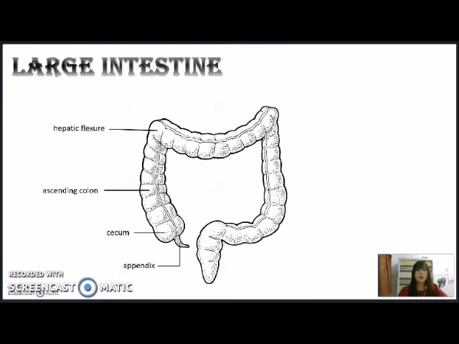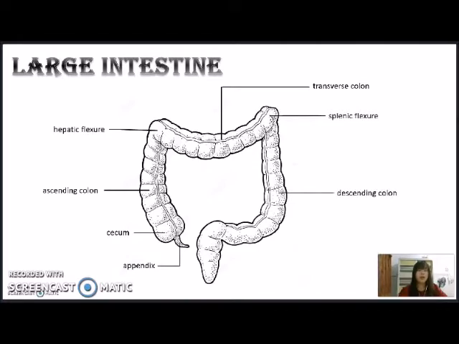Here is the hepatic flexure, which is the right angle bend in the colon on the right side of the body, near the liver, that marks the junction of ascending colon and transverse colon. Here is the transverse colon, which is the second major part of the colon, which extends between the right and left colic flexure. Here is the splenic flexure, which is the sharp bend between the transverse colon and descending colon.